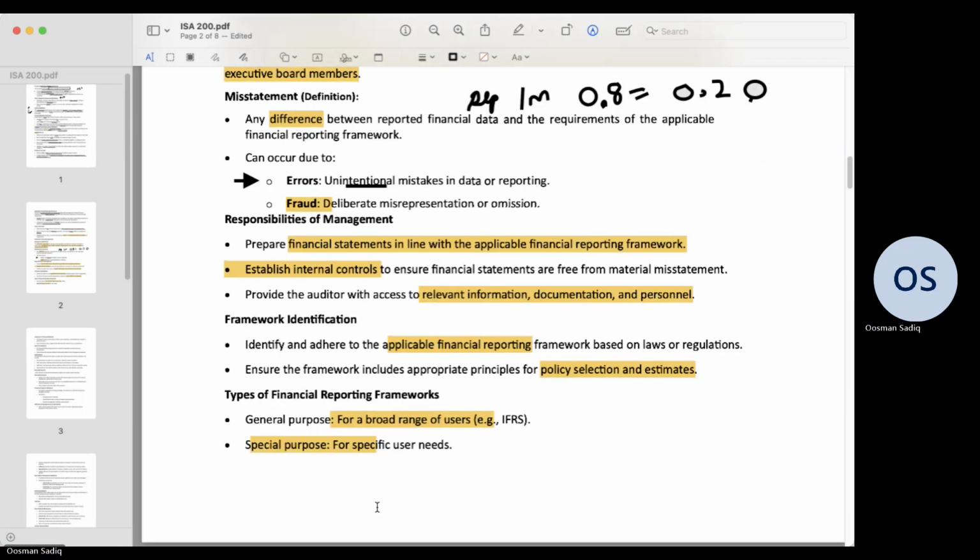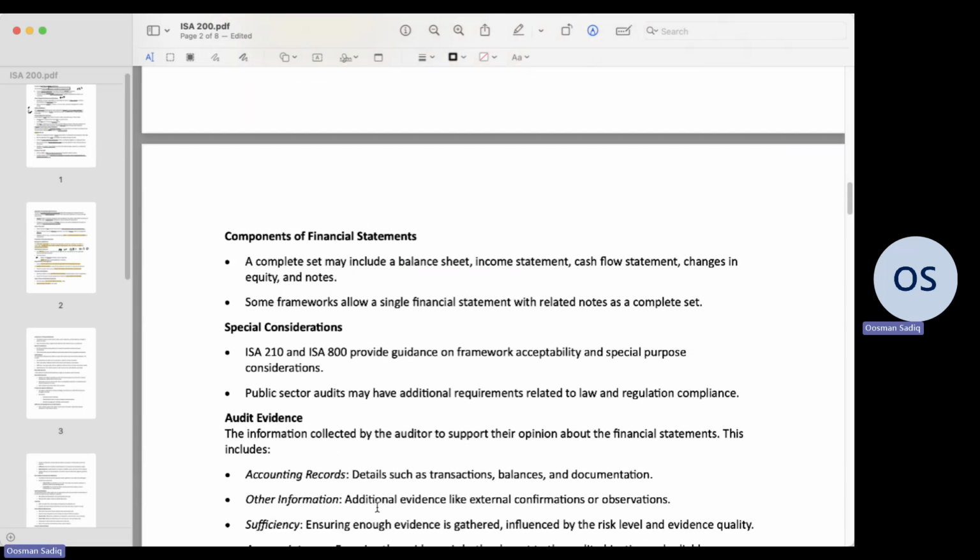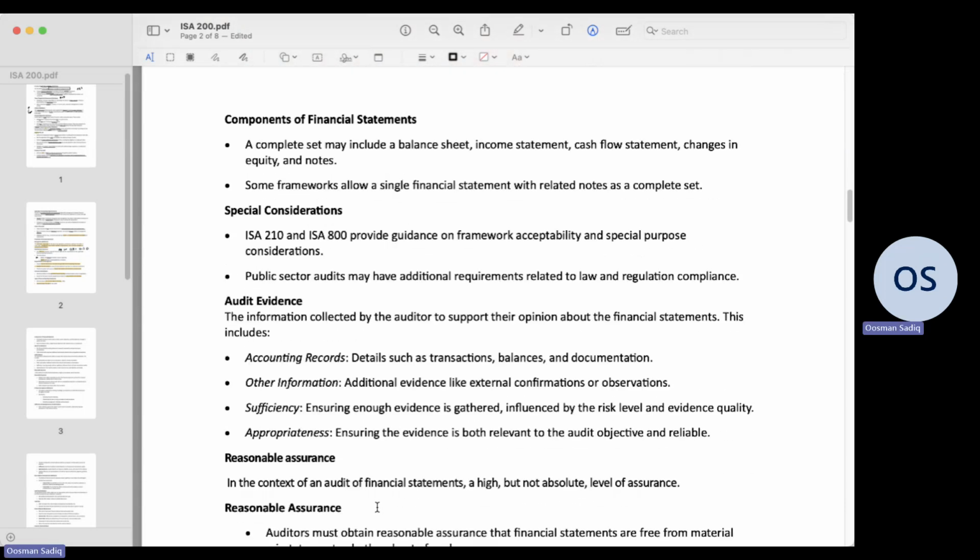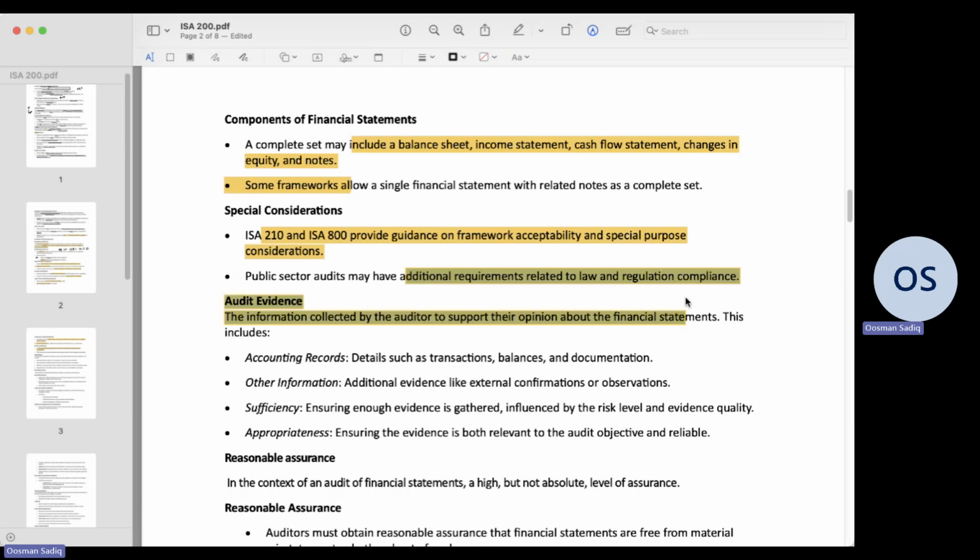Okay. Yeah, general points, nothing, right? We already studied the components of financial statements: balance sheet, income statement, cash flow, changes in equity, notes. Some frameworks allow a single financial statement with its notes as a complete set. Special considerations: ISA 210 and ISA 800 provide guidance on framework acceptability and special purpose considerations. Public sector audits may have additional requirements related to law, regulation, and compliance.